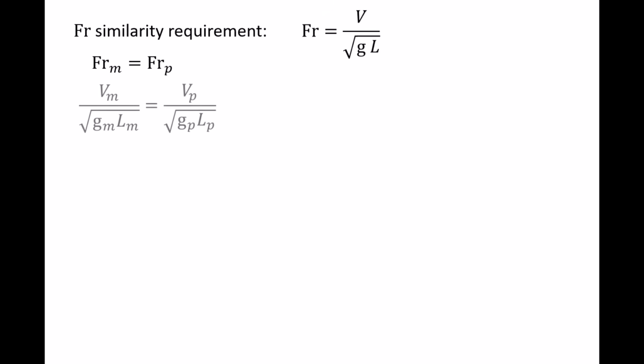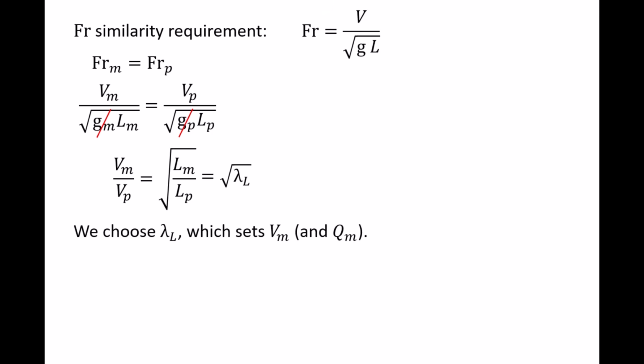Plugging in the expression for the Froude number and eliminating g because the gravitational acceleration is the same in the model and prototype, we have that the flow speed ratio, V_m over V_p, is equal to the square root of the length ratio, which is lambda L. So setting the length scale lambda L determines the flow speed we will need to use in the model.